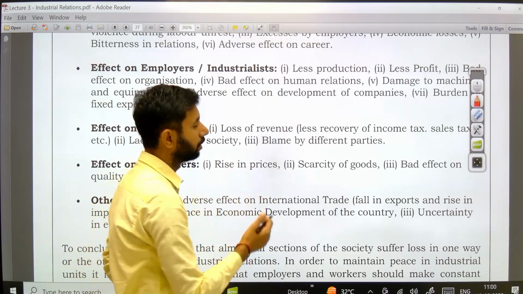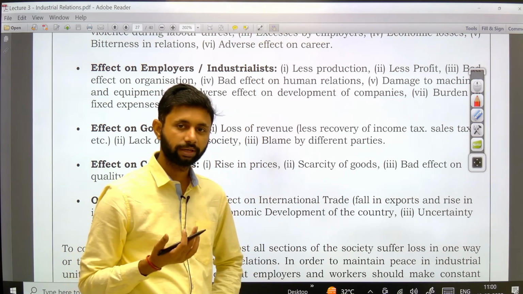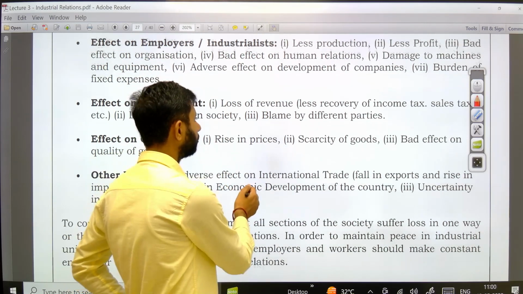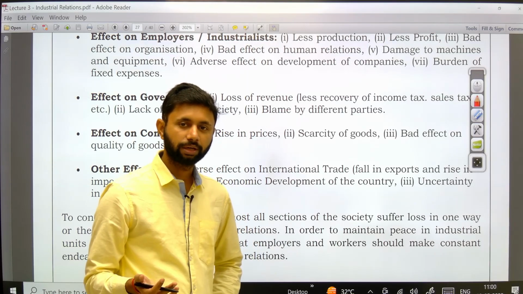Obviously, effect on employers: less production, less profit, the normal functioning of the company will get affected. Human relations and even the image of the company will get damaged.